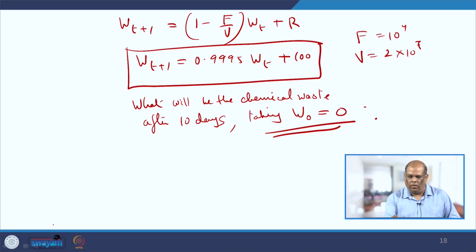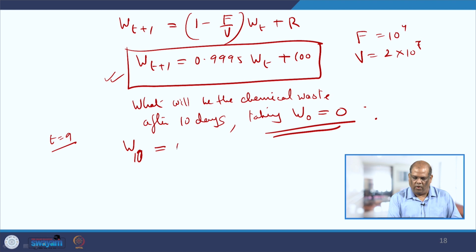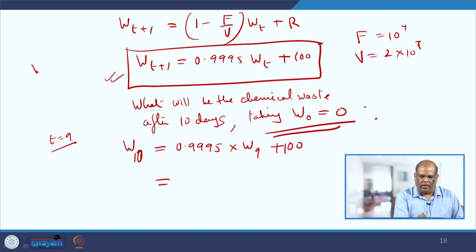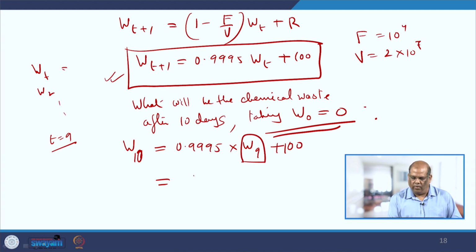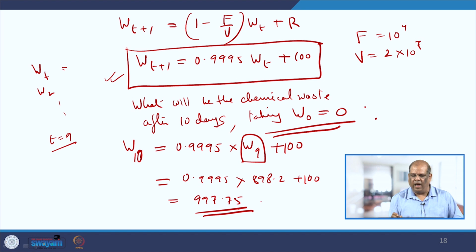So, we now look into the analytical equation, and if you want to find the amount of chemical waste after 10 days from this particular equation, all you have to put is t equal to 9. So, you can calculate what W10 is equal to: 0.9995 multiplied by W9 plus 100. So, basically you have to start with W1, W2 and go on calculating, and you will see that this W9 is coming to be 898.2 plus 100, and this is equal to 997.75, and this matches exactly with the numerical solution.